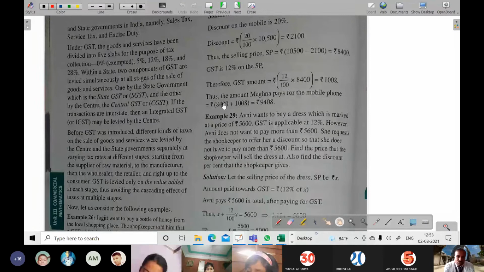Under GST, the goods and services have been divided into 5 slabs for the purpose of tax collection. 0% is exempted, so no money has to be given. Thereafter 5%, 12%, 18%, and 28%. Up to 28%, it can be levied.